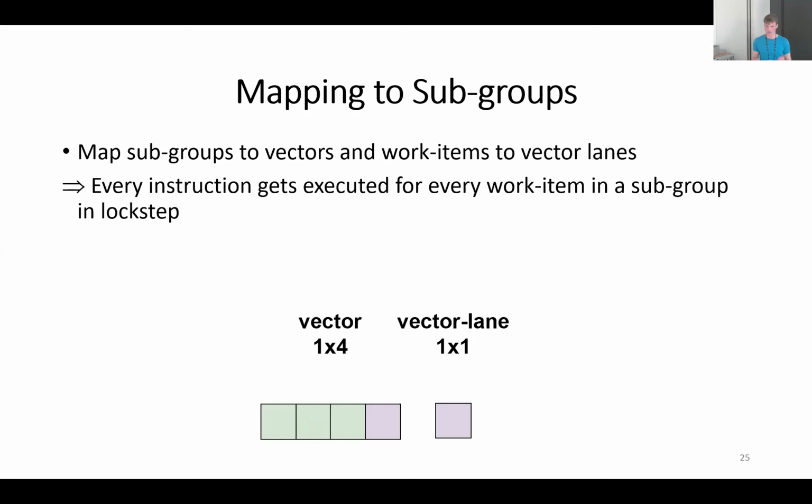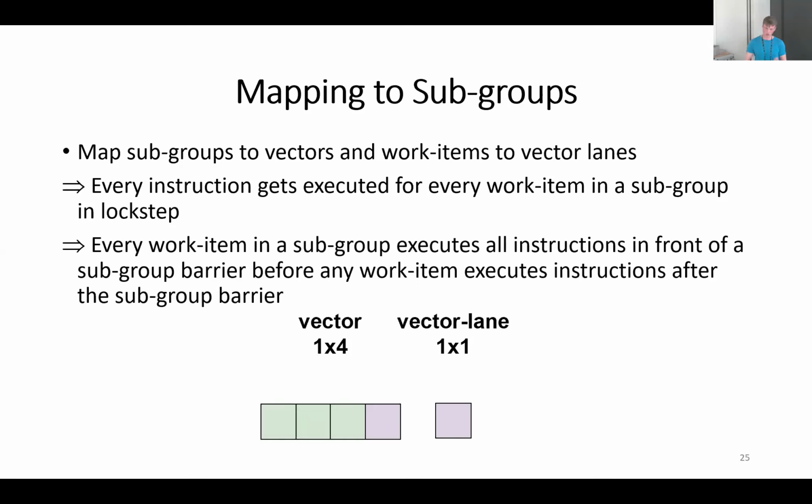And now, because of the guarantee of whole function vectorization, this means that every instruction gets executed for every work item in a subgroup in lockstep, which in turn means that every work item in a subgroup executes all instructions in front of the subgroup barrier before any work item executes instructions after the subgroup barrier. And so we fulfill the requirements of the subgroup barriers.